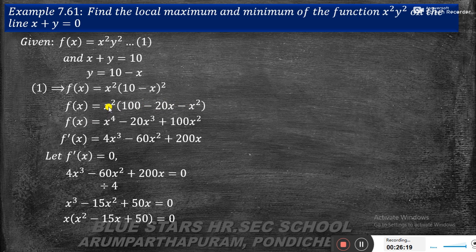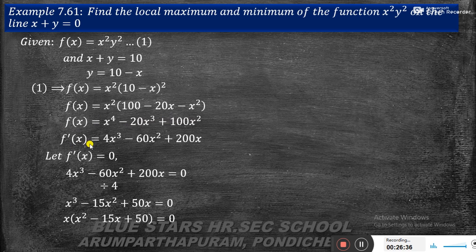Now I multiply this x square into the factor. So I write x square into 100, x square into minus 20x, which is minus 20x cube. Here plus will come, x square into x square is x power 4. So x power 4 minus 20x cube plus 100 x square. This is the f of x.